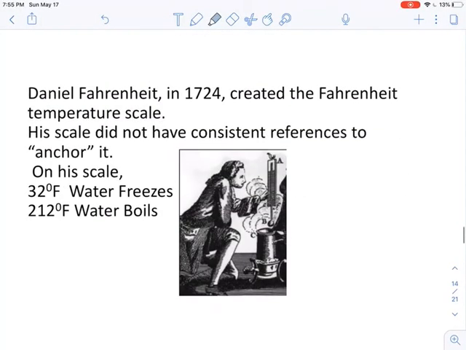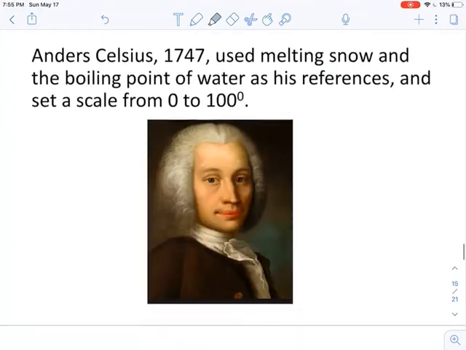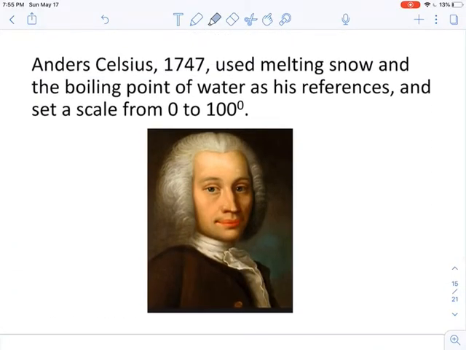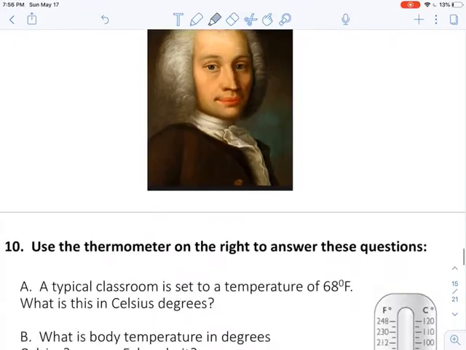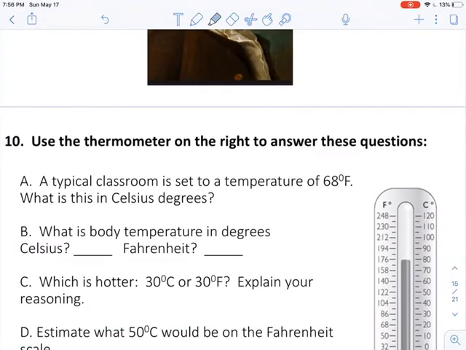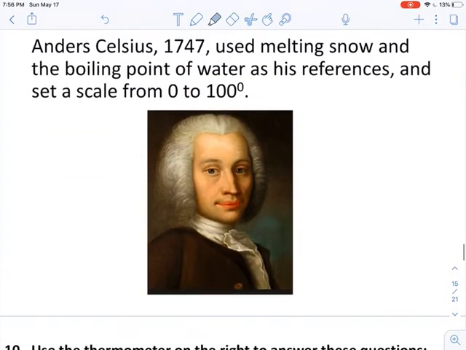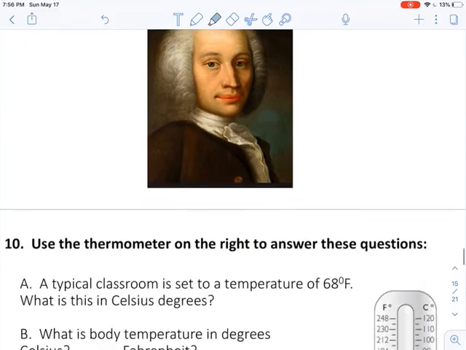But that was 1724, and then several years later, Anders Celsius came around in 1747, and he used melting snow and the boiling point of water as his reference, and set a scale from 0 degrees to 100 degrees Celsius. So it made things a little bit easier, especially in the science community.